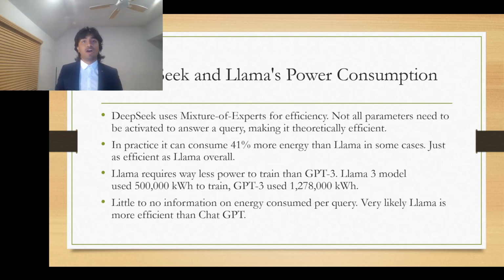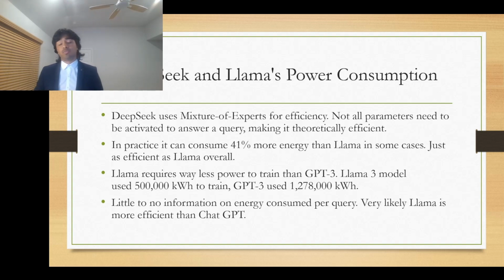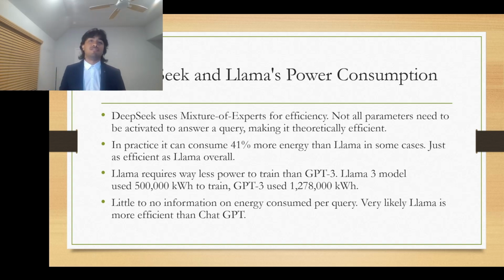DeepSeek and Llama's power consumption. DeepSeek uses a mixture of experts model for efficiency. Not all parameters need to be activated to answer a query, making it theoretically the most efficient. However, in practice, in one test, it consumed 41% more energy than Llama, but overall, it is about the same efficiency as Llama.